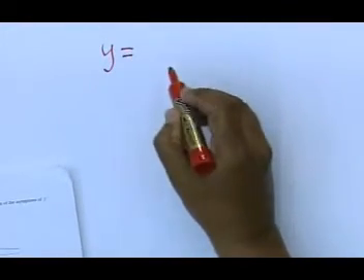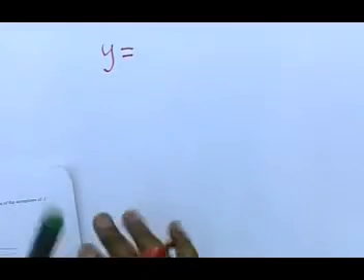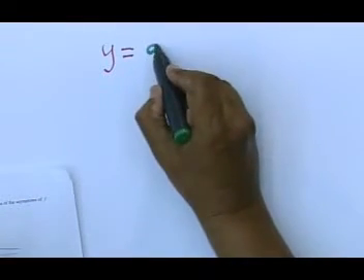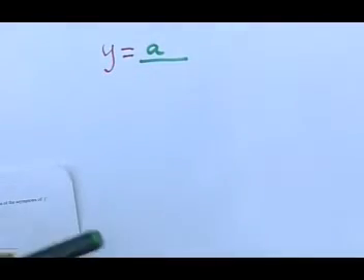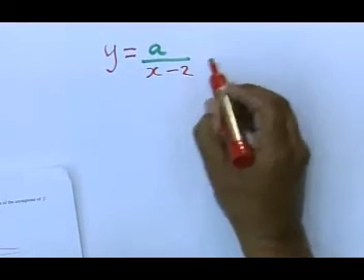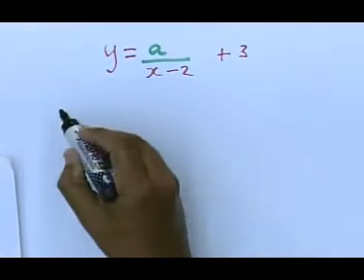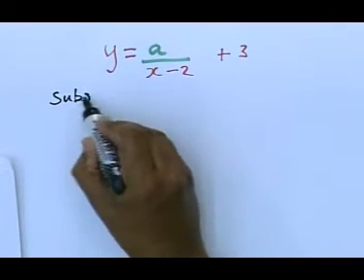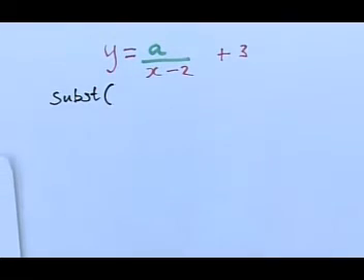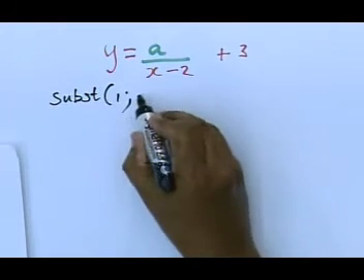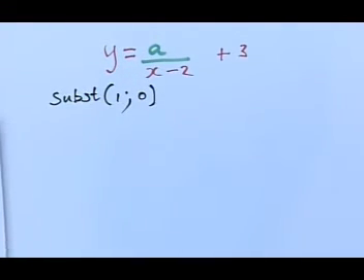We have y equals a, so the unknown at the moment is a. Right, but we've got x minus 2 and we've got the plus 3. And by now you know that if you need to find one letter or variable that is not known in an equation, the easiest way to go is to substitute a given point. And in this case, you will notice that you've been given the point on the x-axis, the x-intercept 1, 0.